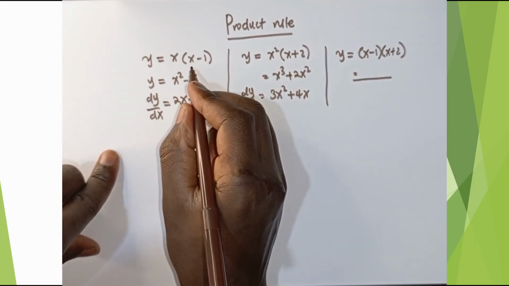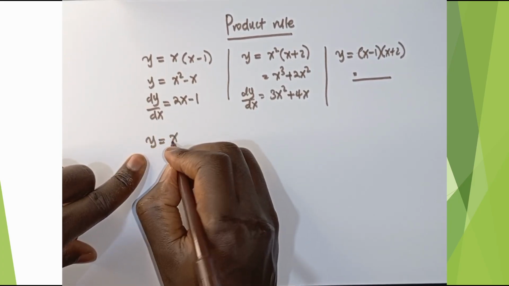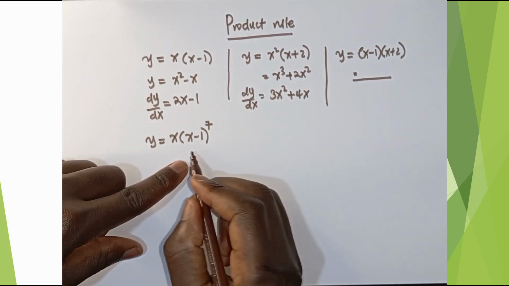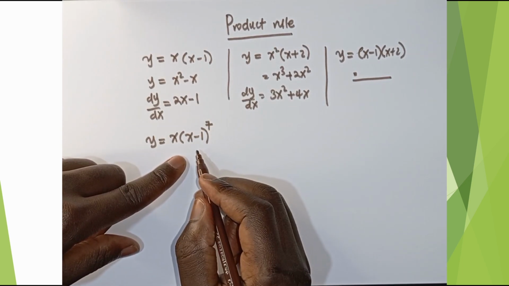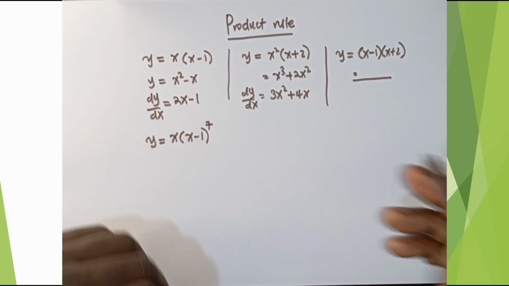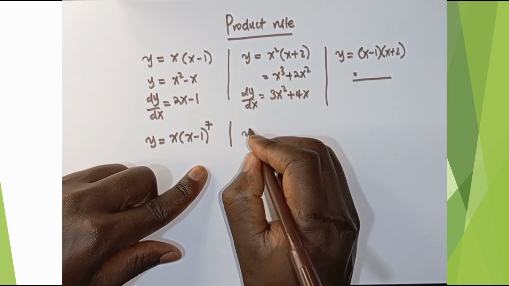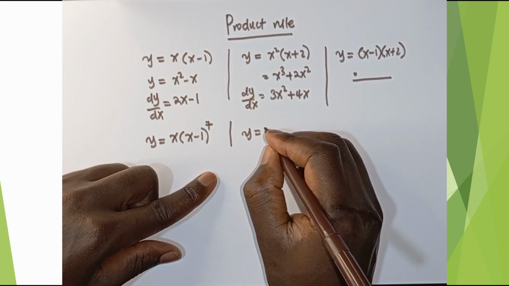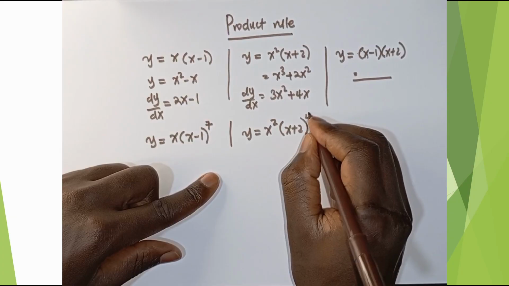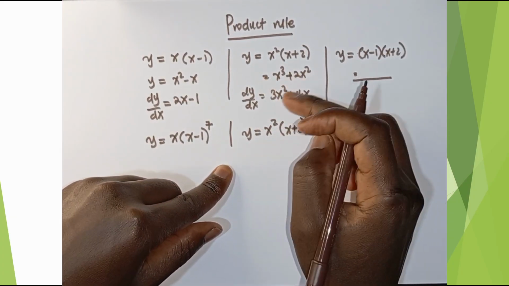However, if it is like, for example, y is equal to x into x minus 1 power 7, this one you can't now. It's not easy to just simply expand and then multiply and then differentiate. That's tedious work. That's too much work. Even if you come and say now we choose, for example, x square into x plus 2 to power 4, this normal expansion wouldn't work.